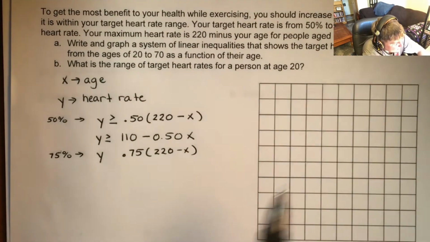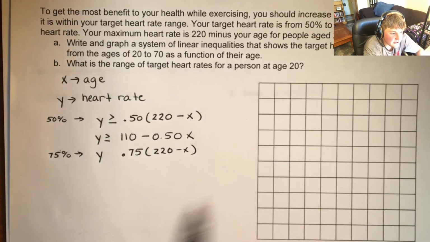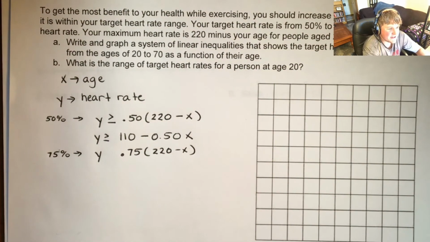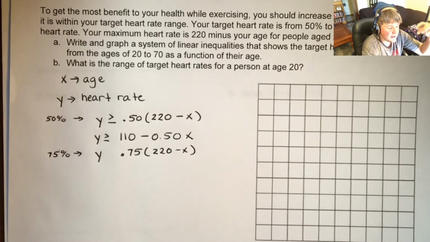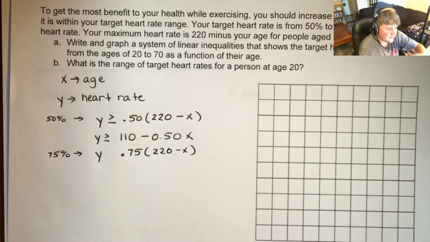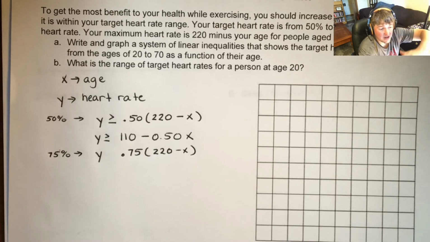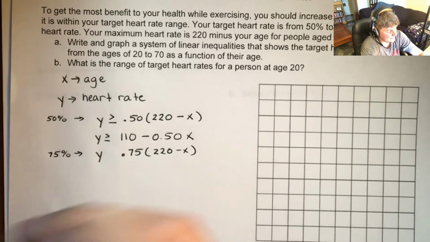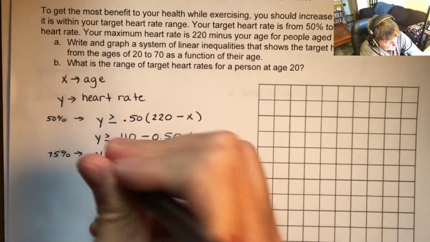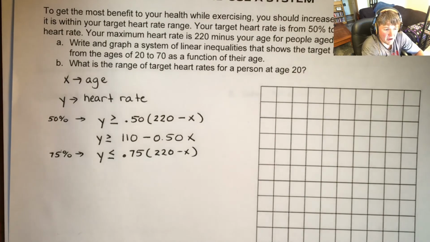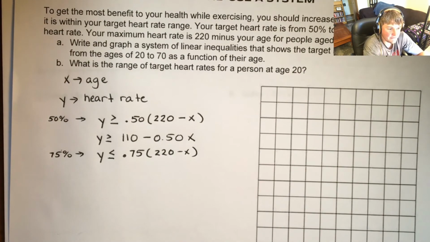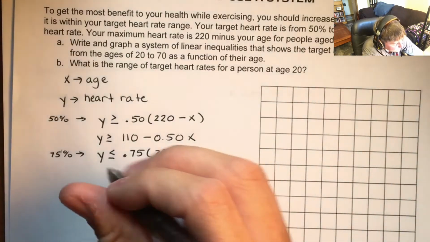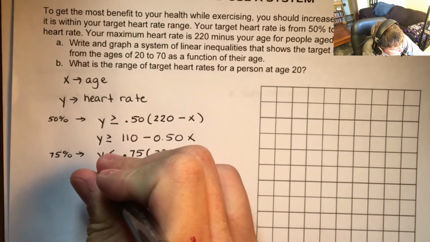Now I have to think about what kind of inequality sign I am going to have. If this is my 75% limit, I'm trying to get in between 50% and 75%. If my 75% is my higher limit, it makes sense that it's going to be less than or equal to, for the same reason that we talked about above. There doesn't really seem to be any reason to say that we can't be at 75% exactly.